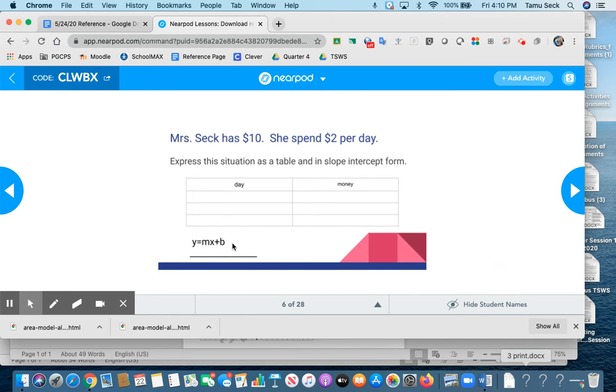Okay, Miss Sek has $10. She spends $2 per day. I would like you to express this situation as a table and in slope-intercept form. Please pause the video and create your table and write the equation in slope-intercept form.